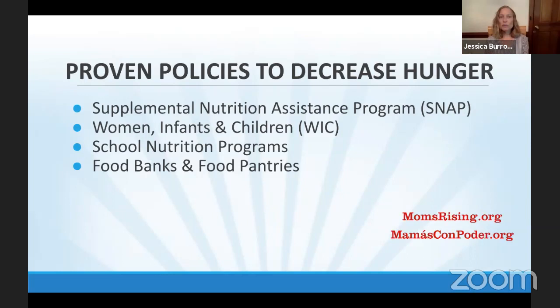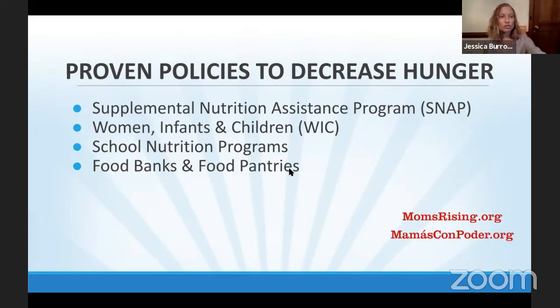Women, Infants, and Children, the WIC program, provides nutritious foods, breastfeeding counseling, healthcare referrals, and nutrition education to low-income pregnant women, new mothers, and infants and young children in order to prevent nutrition-related health problems in pregnancy, infancy, and early childhood. School nutrition programs are year-round programs that provide healthy meals to students in K-12 through school breakfast and lunch, and also through the at-risk after-school meals program and the summer nutrition program.